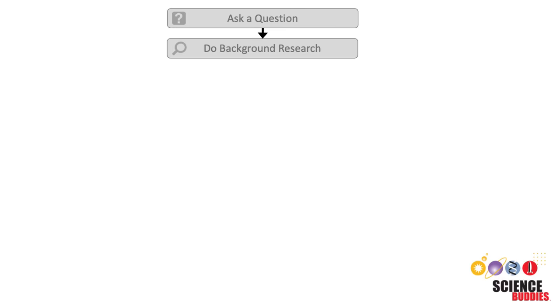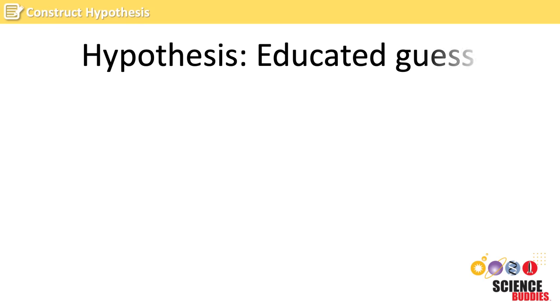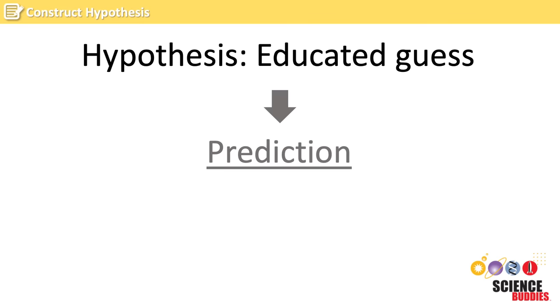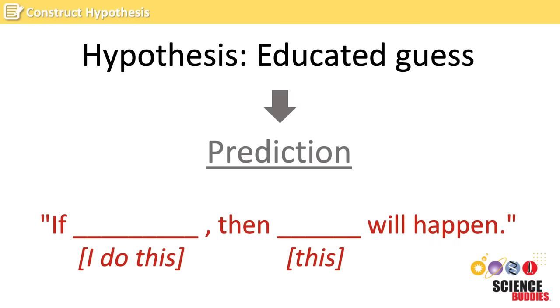With the information we have gathered, we can move on to step number three, which is constructing a hypothesis. A hypothesis is an educated guess based on background research about the answer to our question. A hypothesis always includes a prediction that is easy to test and measure. It's common for the prediction to take the form of, if I do this, then this will happen.